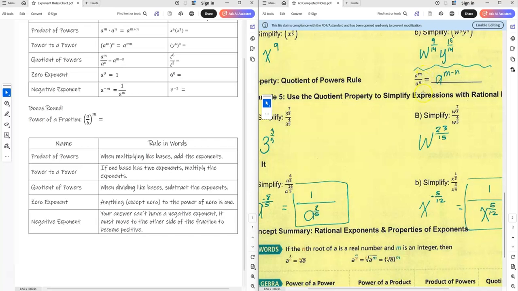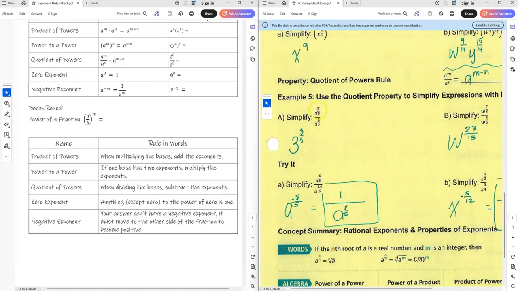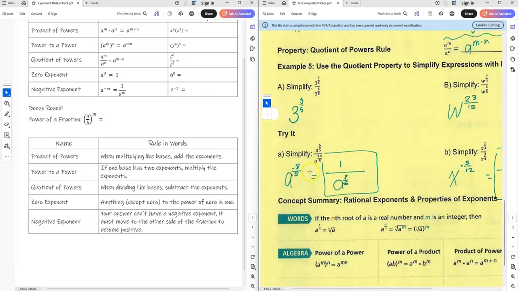The next thing is if we divide like bases. When we divide like bases, we subtract the exponents. So since we are dividing the bases here, we subtract the exponents. And that kind of leads us into our negative exponent rule. If we have a negative exponent, we have to move it to the other side of the fraction. So let me pull up a more complicated problem real quick.